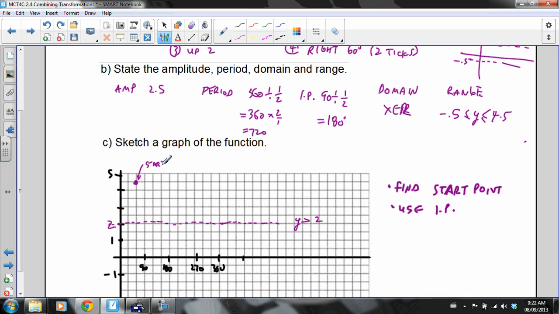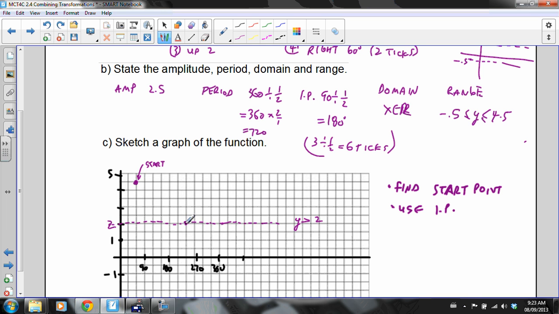Now, how am I going to get the next point? Well, the next point normally would be every three ticks. And I go high, middle, low, middle, high, middle, low, and so on. But my period has changed. My important points aren't every three ticks. They're every 3 divided by 1/2, 6 ticks. Every 6 ticks. And that's what 180 degrees is, right? 3, 6 ticks. So every 6 ticks, I get an important point.